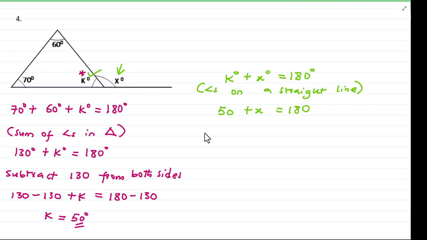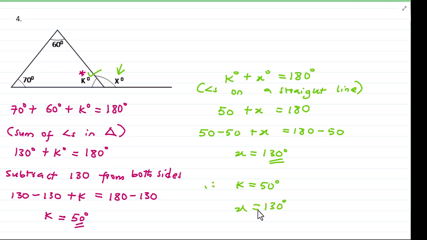What can we do next? Subtract 50 from both sides, right? So 50 minus 50 plus x is equal to 180 minus 50. And then what can we do? 50 is cancelled out, and x is equal to 180 minus 50, which gives us 130 degrees. Having said that, we are done. So therefore, our k is equal to 50 degrees and our x is equal to 130 degrees. So we've been able to solve for the two unknown angles.